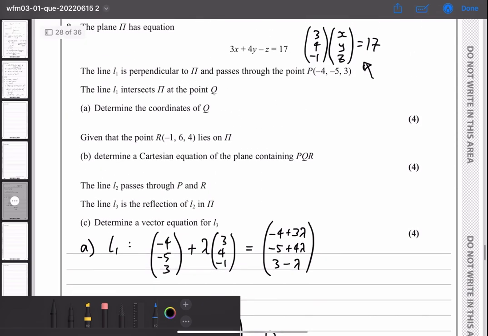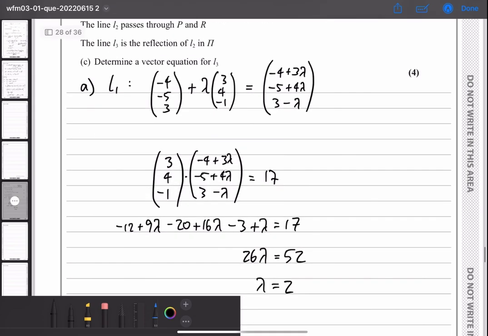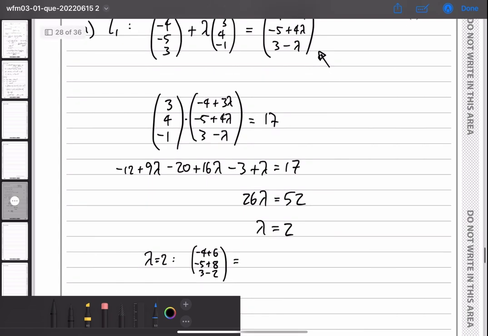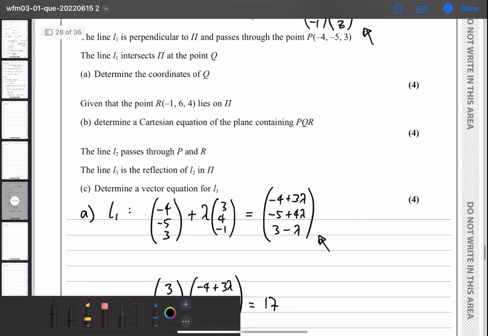But don't stop there, because we need the coordinates of Q. So we need to put this back into the line equation and find out the actual value of the coordinates. So at lambda is equal to 2, we've got minus 4 plus 6, minus 5 plus 4 lots of 2 is 8, and 3 minus 2. I'm taking that from this here, with lambda is equal to 2. That gives me 2, 3, 1. And that is the position vector of Q, so let me write it as coordinates (2, 3, 1). That is part A finished.